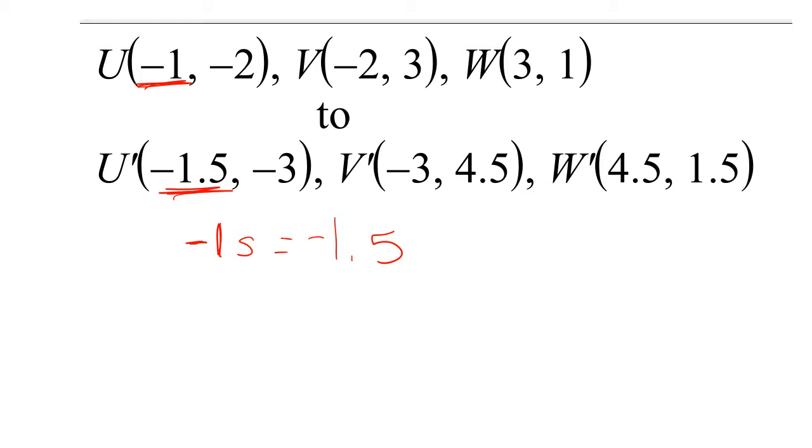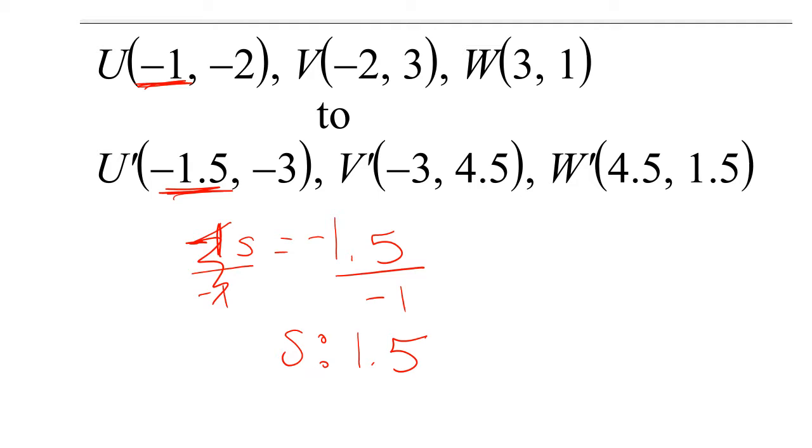So this is a multiplication one-step equation. To solve it, I want to divide by the coefficient, divide by -1, and I'll find out what the scale factor was. The scale factor is -1.5 divided by -1. The signs cancel out, and it's just 1.5. So this was a dilation of a scale factor of 1.5.